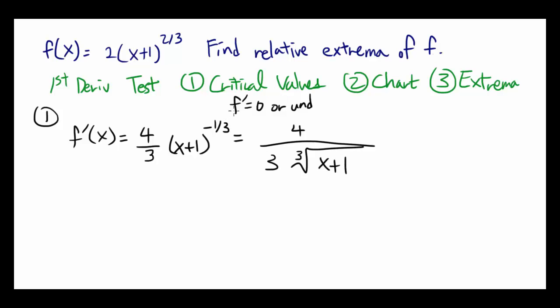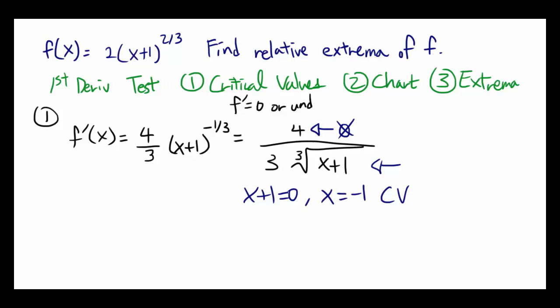A critical value is where f prime is 0 or undefined. The only way a fraction can be 0 is when the numerator, the number at the top, becomes 0. But this is not possible, so f prime cannot be 0. But can it be undefined? Yes, because the denominator can be 0 when x plus 1 is 0, or when x is negative 1. So x equals negative 1 is the critical value of f.